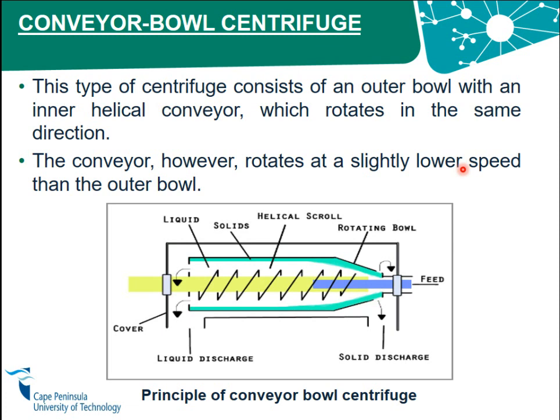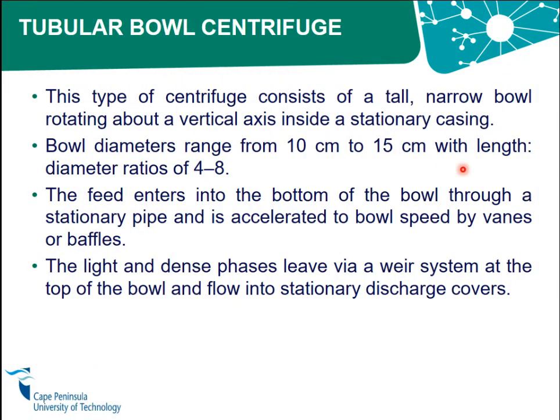And then the third machine that we find is what we call the tubular bowl centrifuge. This type of centrifuge consists of a tall, narrow bowl rotating about the central axis inside the stationary casing. So basically, you have a casing that houses the bowl. This bowl ranges from 10 centimeters to 15 centimeters in diameter, with length to diameter ratios between 4 to 8. The interesting part here is that the feed enters at the bottom of the bowl through a stationary pipe, and then this is accelerated to bowl speed by vanes or baffles.